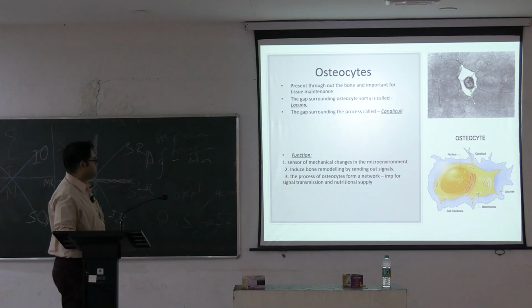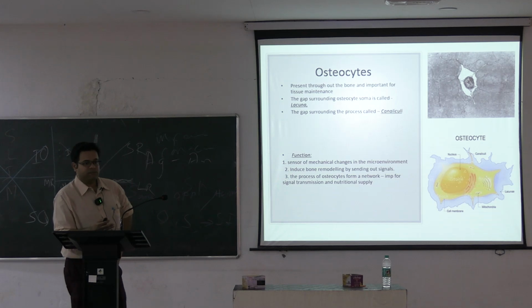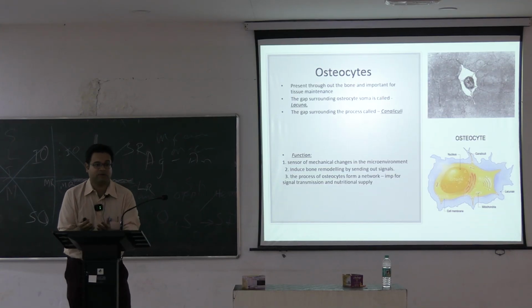Now, the function of the osteocyte is that it's a sensor of mechanical changes in the microenvironment. We'll see this is important later on because the osteocyte induces formation of new bones. So, how does it form new bones? Because it can detect mechanical stresses in the microscopic structures. What do you mean by mechanical stresses? Suppose there's a fracture. When does a fracture happen in a bone? When the bone is being stretched or compressed beyond its mechanical limits. So then it leads to a fracture.